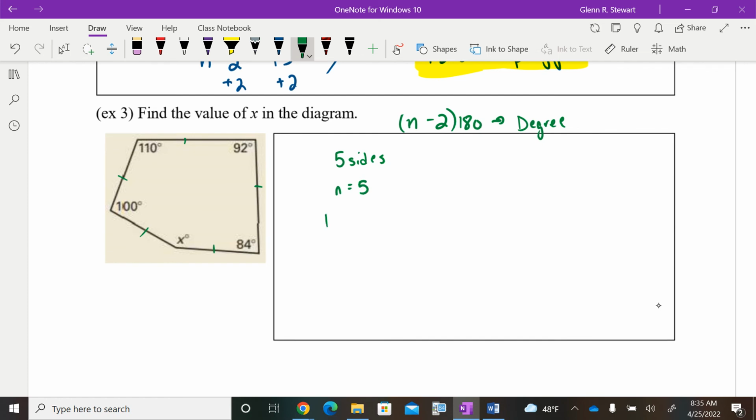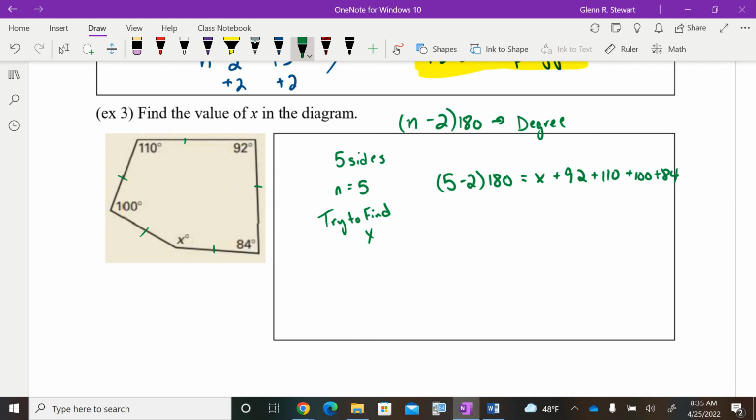And what we're doing is we're trying to find x. So I'm going to plug in what I know. I know 5 minus 2 times 180 is equal to x plus 92 plus 110 plus 100 plus 84. So now what I'm going to do from here, because I know all of those measures except for that x, I'm going to solve on my left, I'm going to solve down on my right, and then I'm going to try and get x by itself.